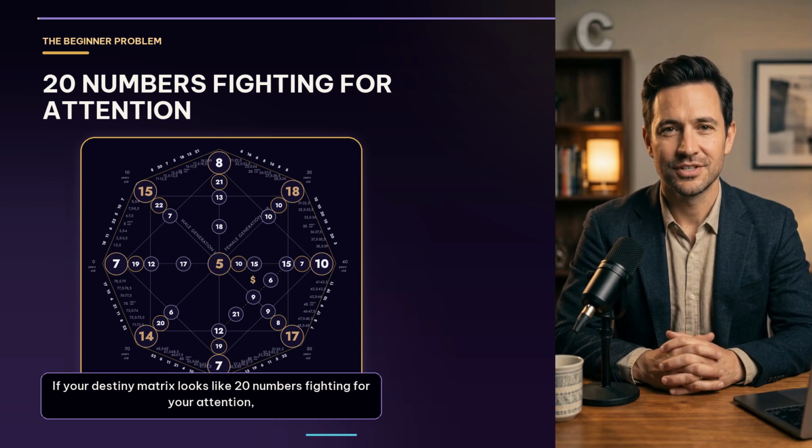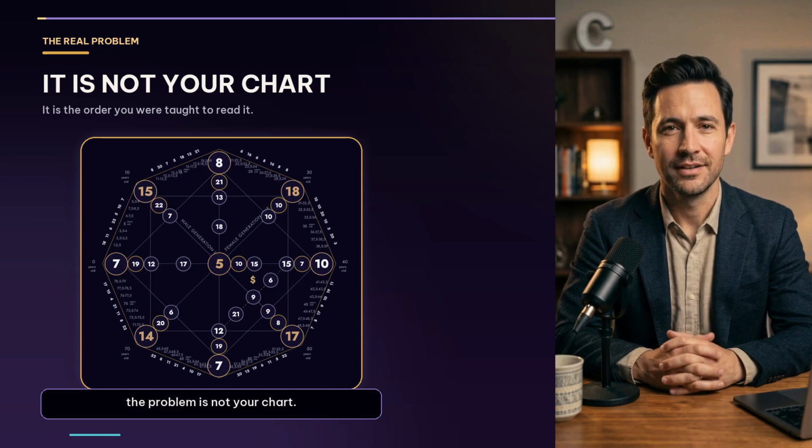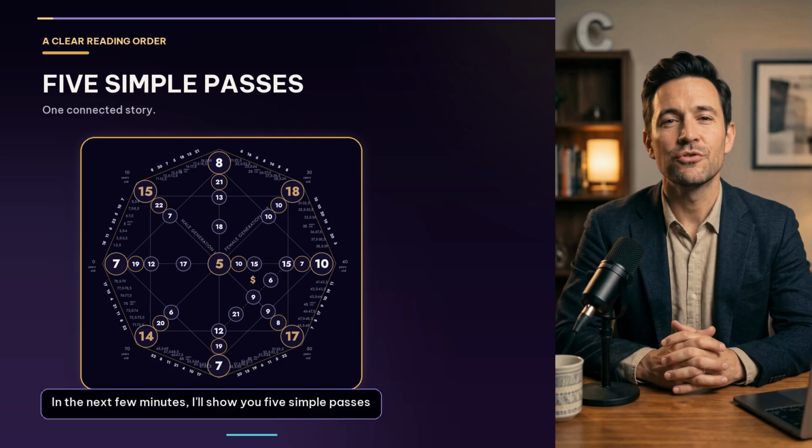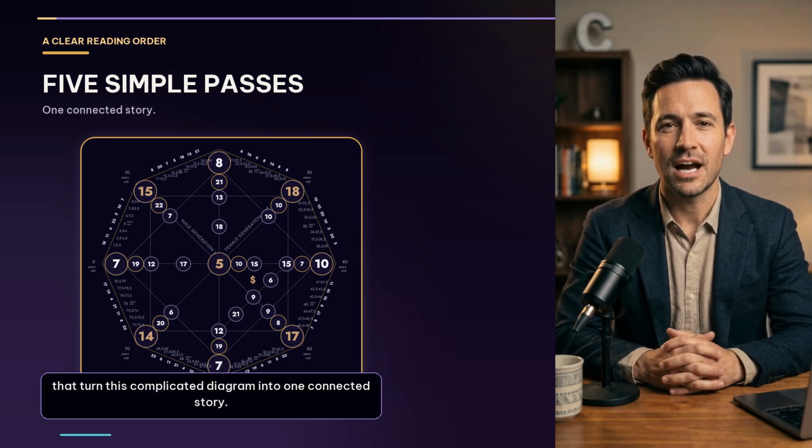If your destiny matrix looks like 20 numbers fighting for your attention, the problem is not your chart. It is the order you were taught to read it. In the next few minutes, I'll show you 5 simple passes that turn this complicated diagram into one connected story.